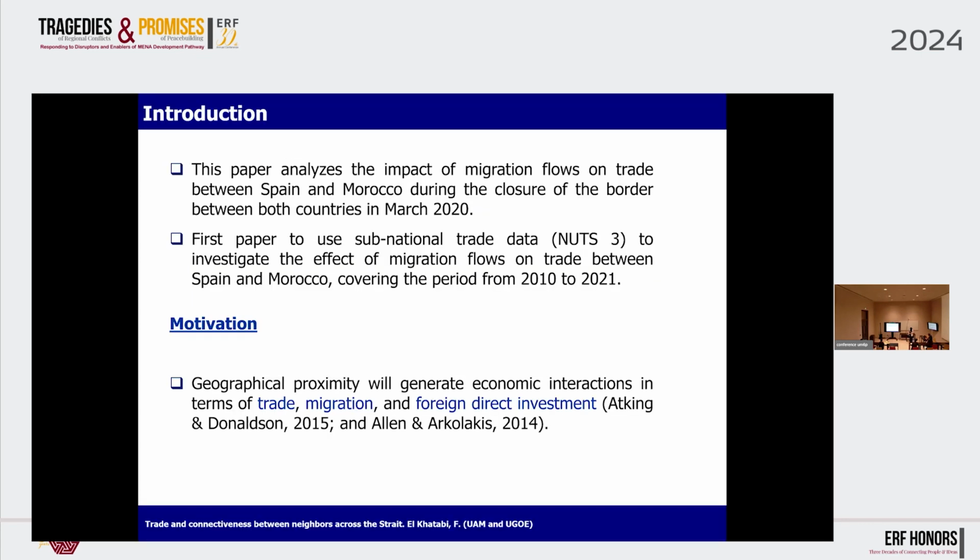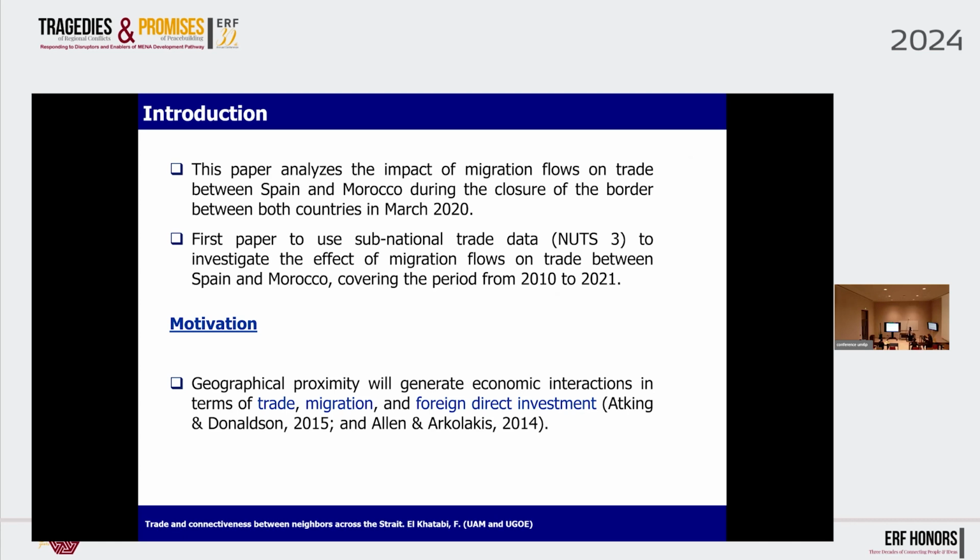So what can we find in this paper? This paper analyzes the impact of migration flows on trade between Spain and Morocco during the closure of the border in 2020 because of the COVID-19 restrictions. To the best of our knowledge, this is the first paper in which we are using subnational trade data, that is NUTS3 in terms of Eurostat. And we are trying to investigate this effect of migration on trade between the Spanish provinces and the Moroccan provinces, and prefectures too, covering the period from 2010 to 2021.